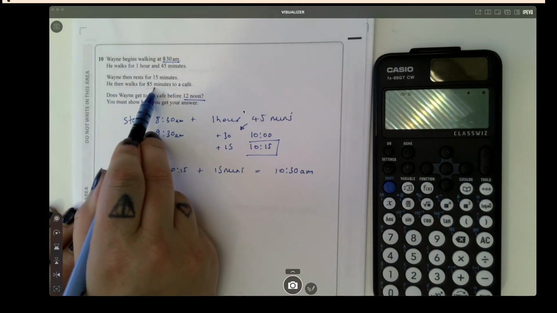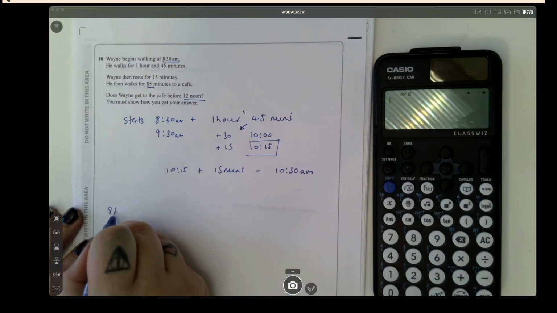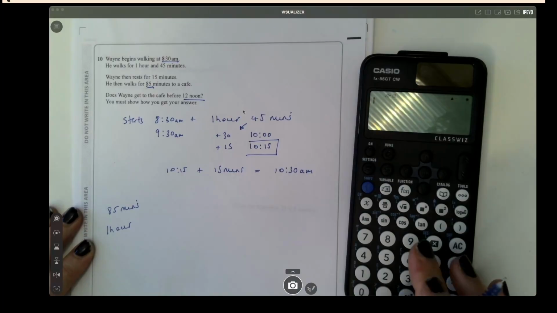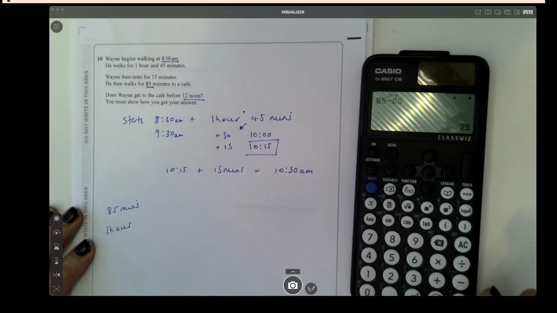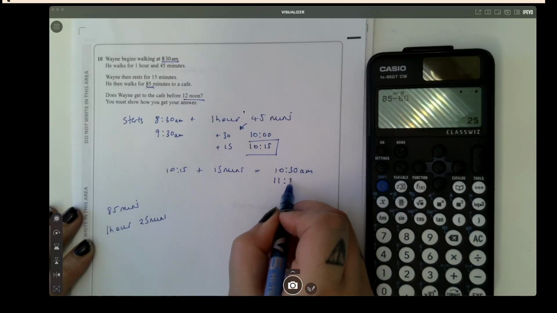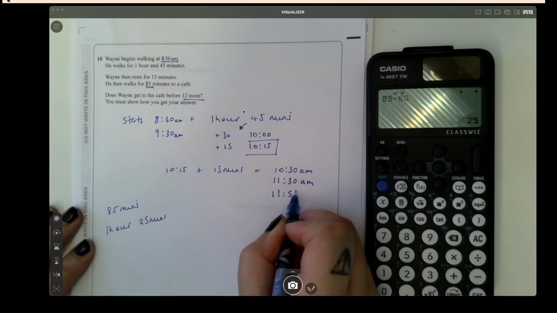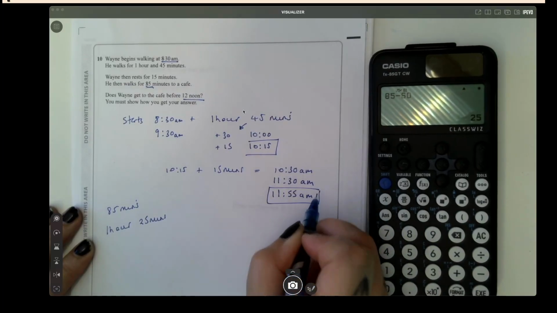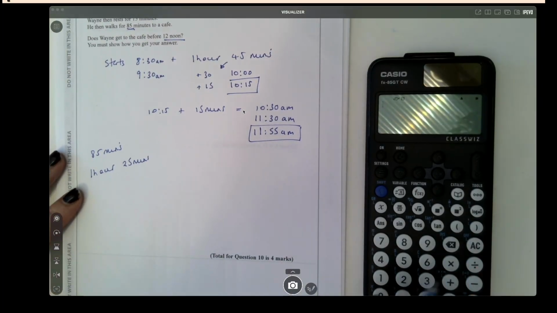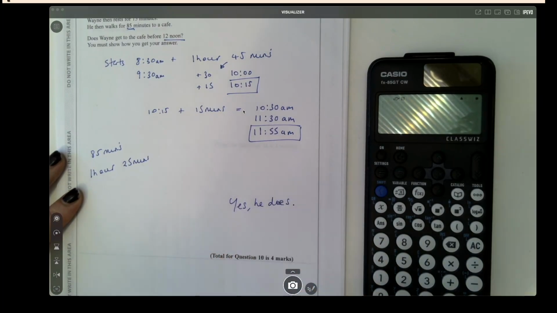Then he walks for 85 minutes to a cafe. Remember, there's 60 minutes in an hour. So 85 minutes is 1 hour. And then if we do 85 take away 60, it's 1 hour, 25 minutes. So we're going to add an hour on. And then 25 minutes. So this is what time he gets to the cafe. It's before 12 noon. So yes, he does.